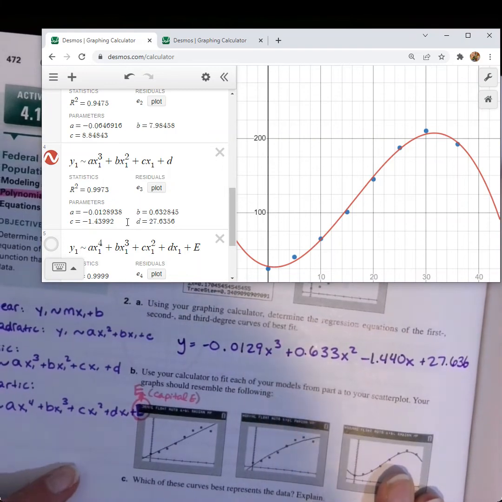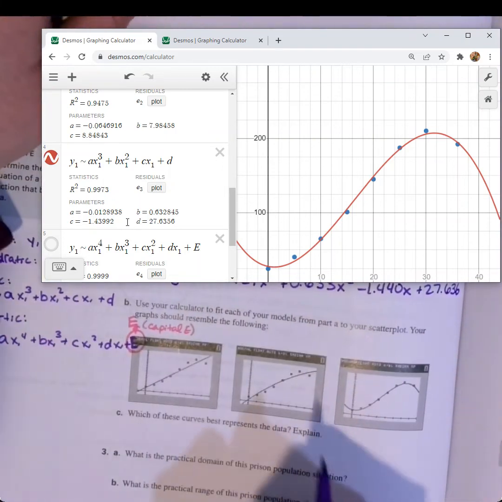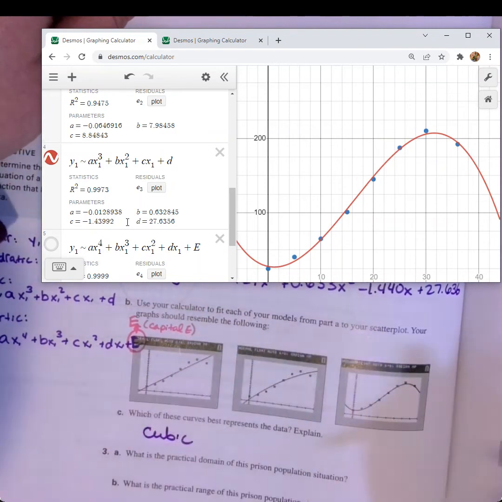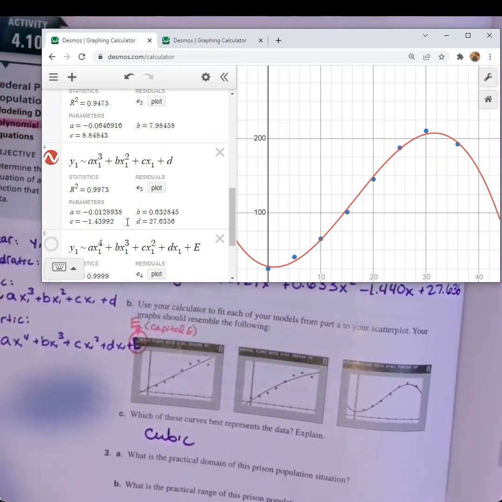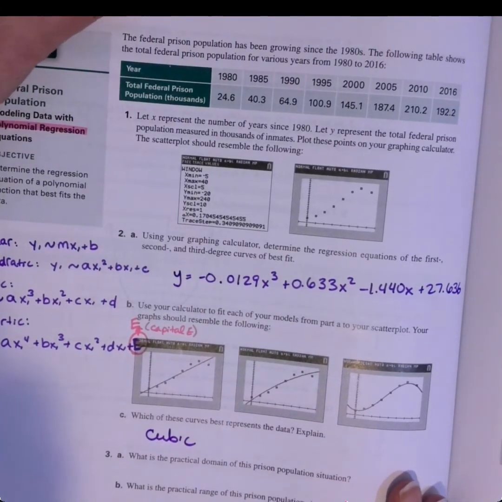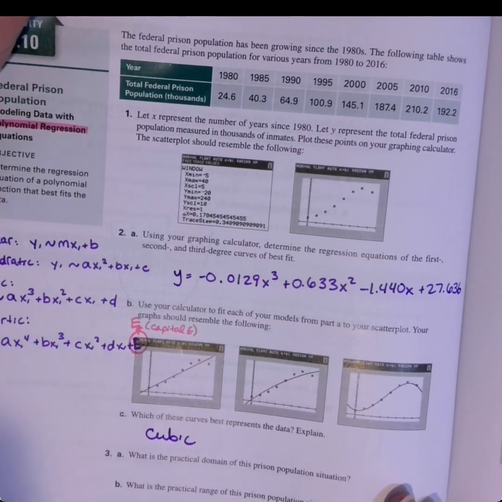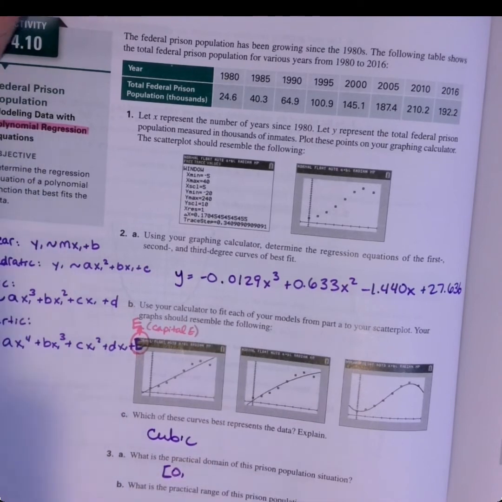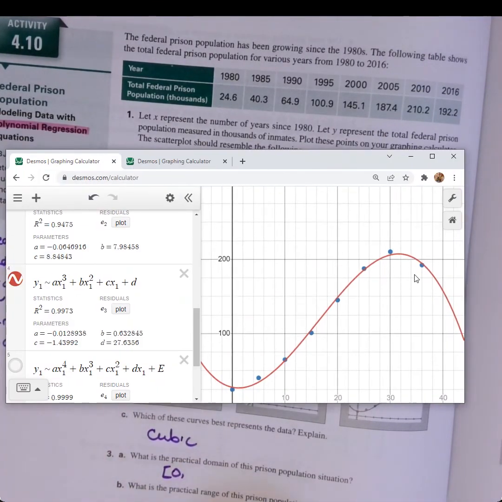All right. Which of these curves best fits the data? It's the cubic. And I already wrote it down. What's the practical domain in this situation? Okay, so the practical domain is, well, we're starting with 0 as our starting year in 1980. And our data set went up to 2016.